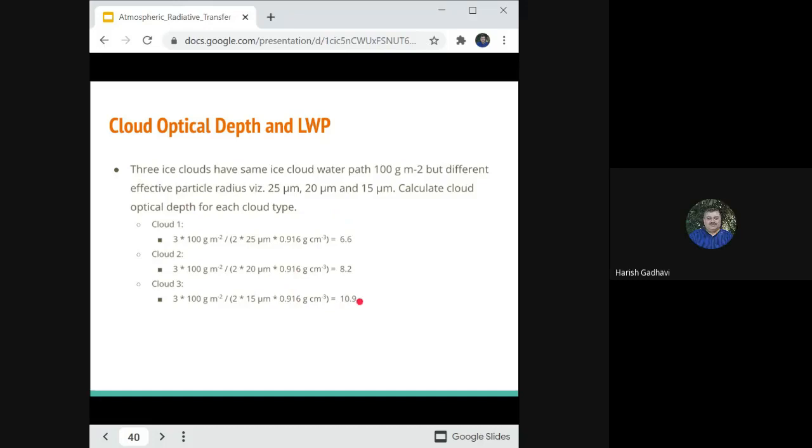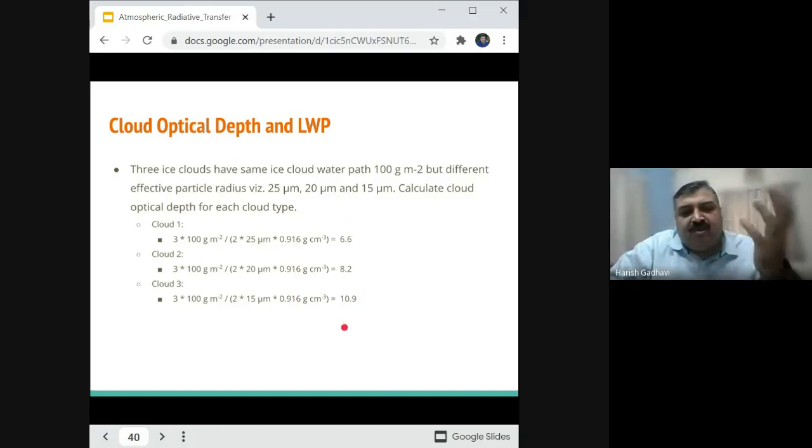Yes, 15 micrometer will do a lot more scattering compared to the cloud that has a 25 micrometer size. Because optical depth is 11 here, optical depth is 7 here. So if you keep the same amount of water, but reduce the size of the particles, you can increase the scattering.